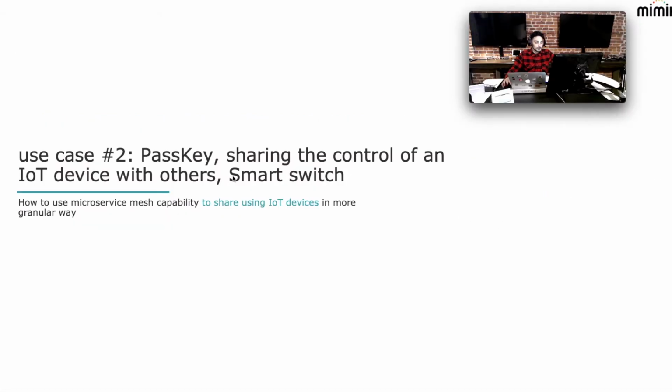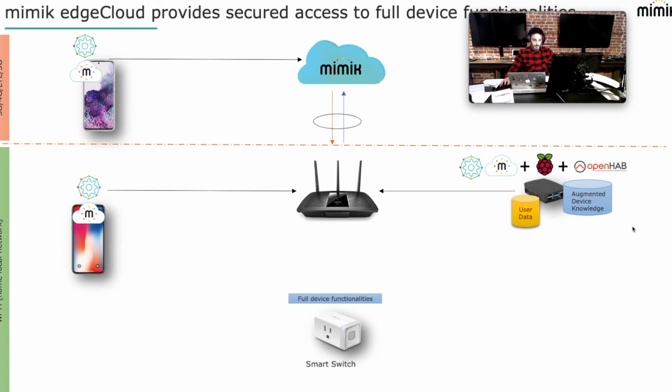Now we will look at Passkey use case 2, which is sharing the control of an IoT device with others. In this case, we will be sharing the rights to a smart switch. In this setup, very similar to the previous setup, we will see that a guest will need access to the smart switch.